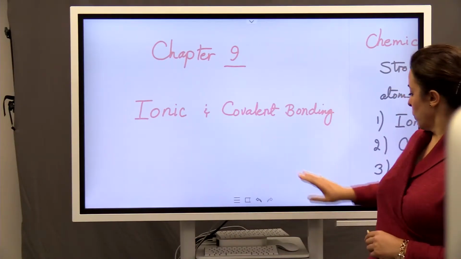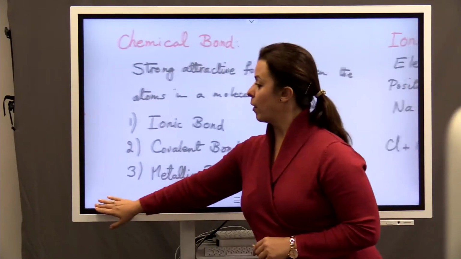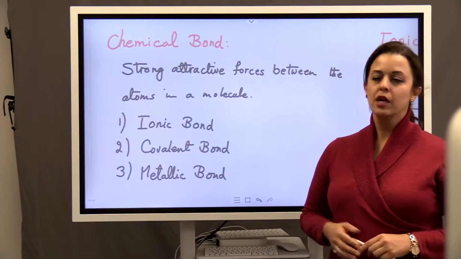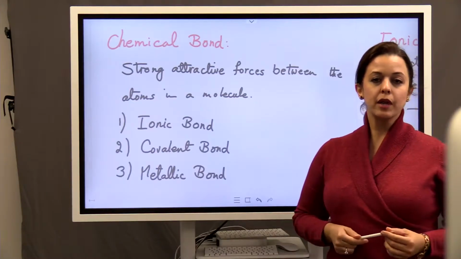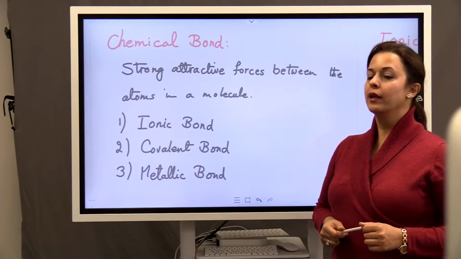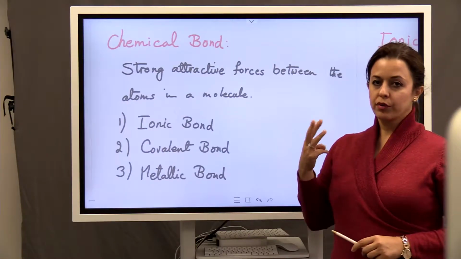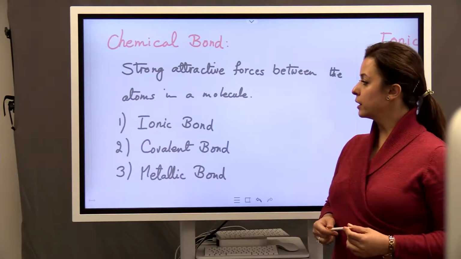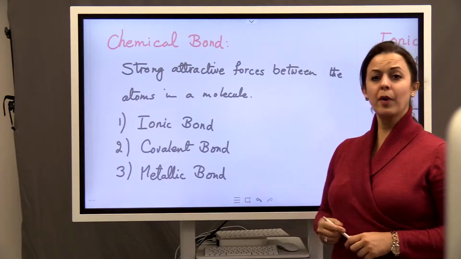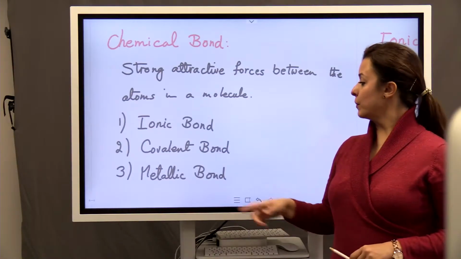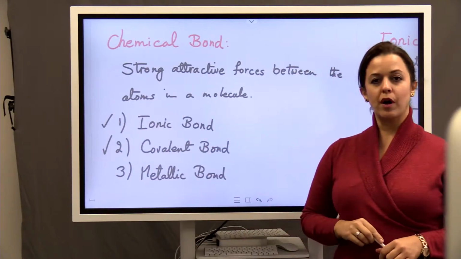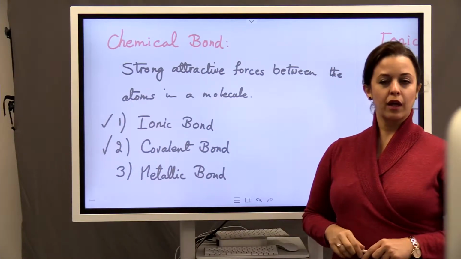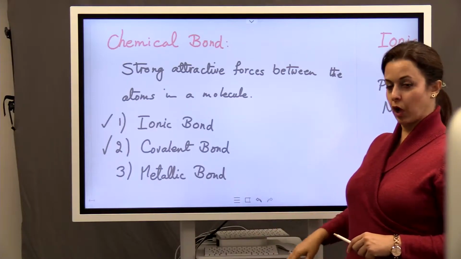Okay, so let's start with the definition of a bond. What is a chemical bond? Basically, any strong attractive force between the atoms in a molecule is called a chemical bond. There are three types of bonding: ionic bonding, covalent bonding, and metallic bonding. We will focus on these two types of bonds, ionic and covalent, and of course we start with ionic bonding.